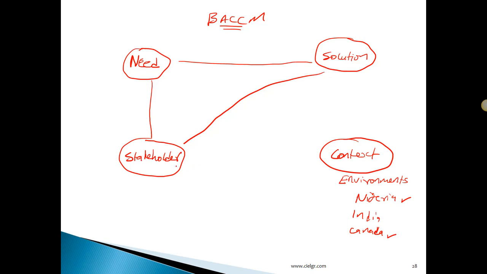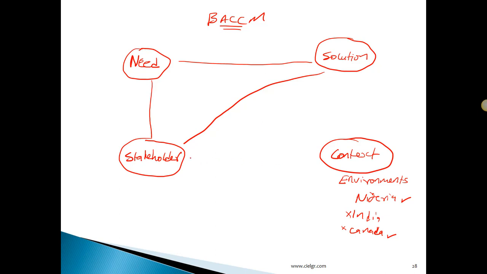And then also how stakeholders within a particular location may be affected by a particular solution or a need may not be the same as how stakeholders in other locations may be affected. So that's the whole idea of context. Context basically helps us make sure that in designing our solution, our solution is relevant to the environment in which we want to implement it.